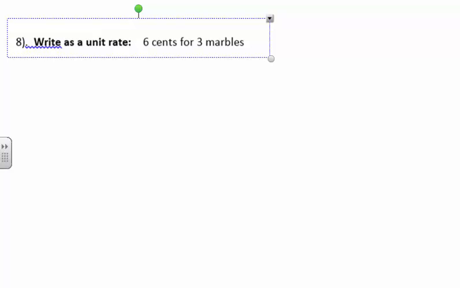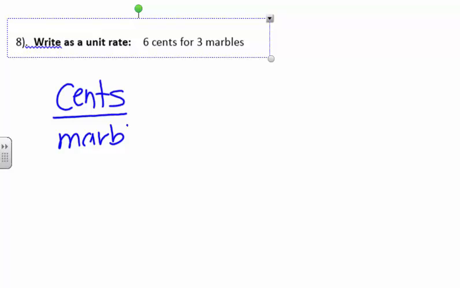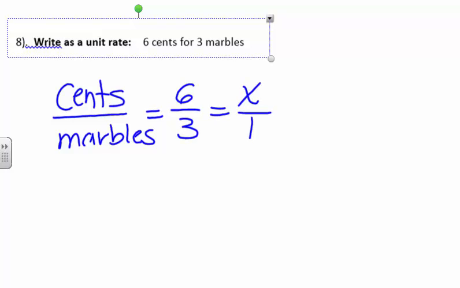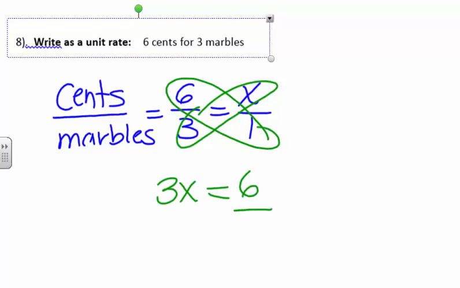Number 8 says to write this as a unit rate. We're comparing cents to marbles. So that's going to be 6 over 3. Our next ratio will be x over 1 because we're looking for unit rate. We're going to cross multiply. 3 times x is 3x. And then 6 times 1 is 6. Divide both sides by 3. X should equal 2. So that's 2 cents.